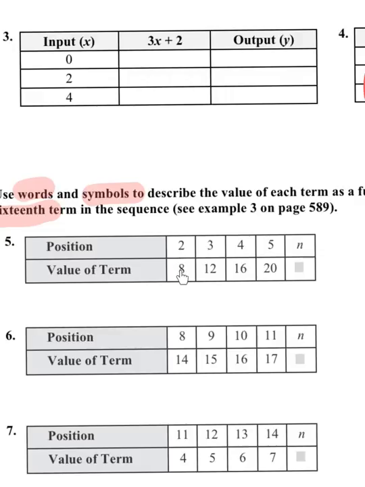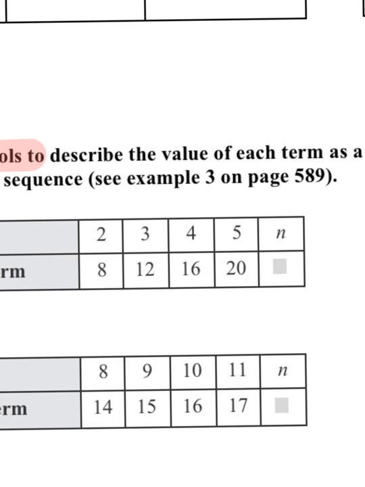Let me start here. I see 2 plus 6 could get me 8, but 3 plus 6 is 9, so that's not the rule. 2 times 4 can get me 8. 3 times 4 is 12, 4 times 4 is 16, 5 times 4 is 20. So I know I'm going to be multiplying by 4. Now I'm going to write that here. I'm not going to write them for all of them, but I do want to write it for n times 4, because this is going to get me my symbols. Also, remember it said find the value of the 16th term, so I'm going to make an extra column for 16, and when I multiply by 4, I'll get that.